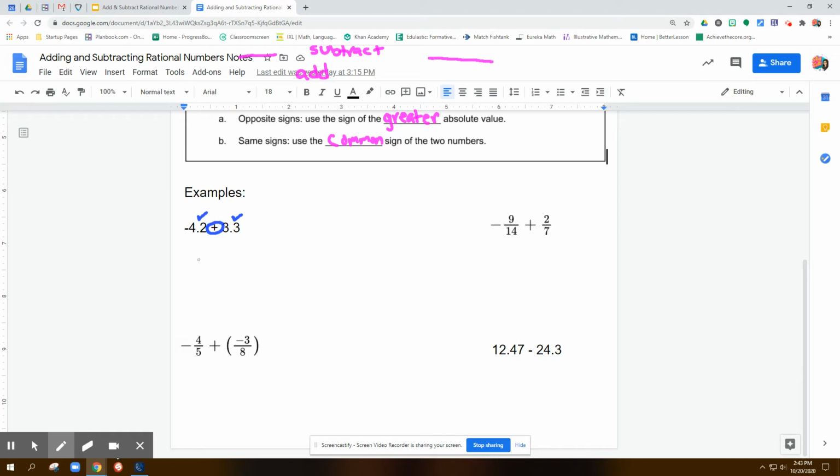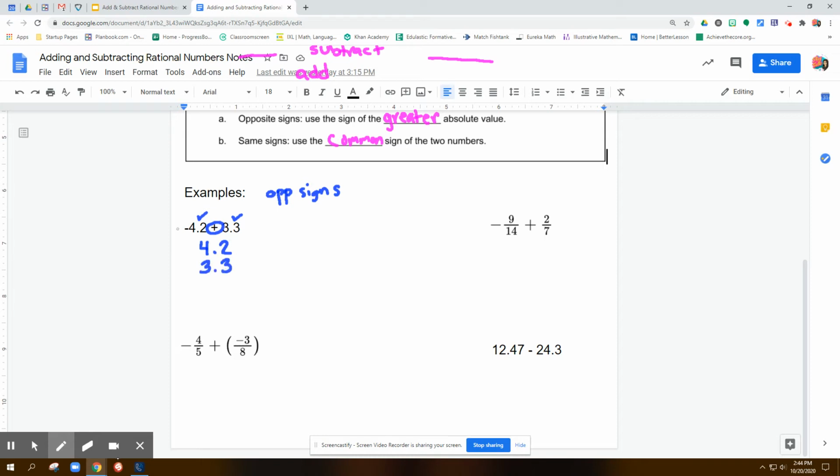Now I need to ask myself, I am adding a negative and I'm adding a positive. These have opposite signs. So when we have opposite signs, we have to make sure that we subtract their absolute values. Absolute value, remember, is just the distance from 0. So really what you're trying to find is the distance between 4.2 and 3.3.